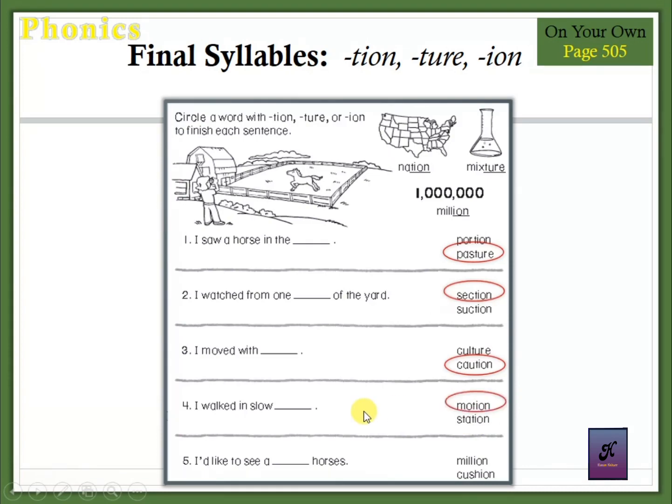Motion. Number five, I would like to see horses. Million horses or caution horses? Yes, million horses, because you would never be bored if you see a lot of horses anyway.